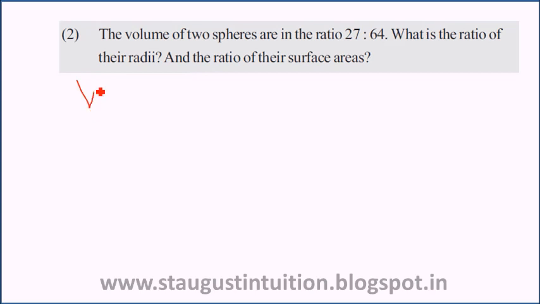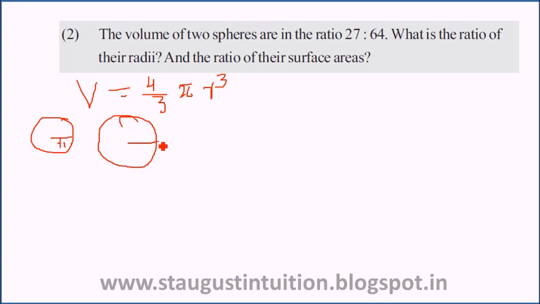Volume of spheres. Volume ratio. The volume of a sphere is 4/3 pi r cube. This is the volume equation. That is the ratio 27:64. Suppose the radius of the first sphere is r1 and the radius of the second sphere is r2. This is the volume V1, this is the volume V2.